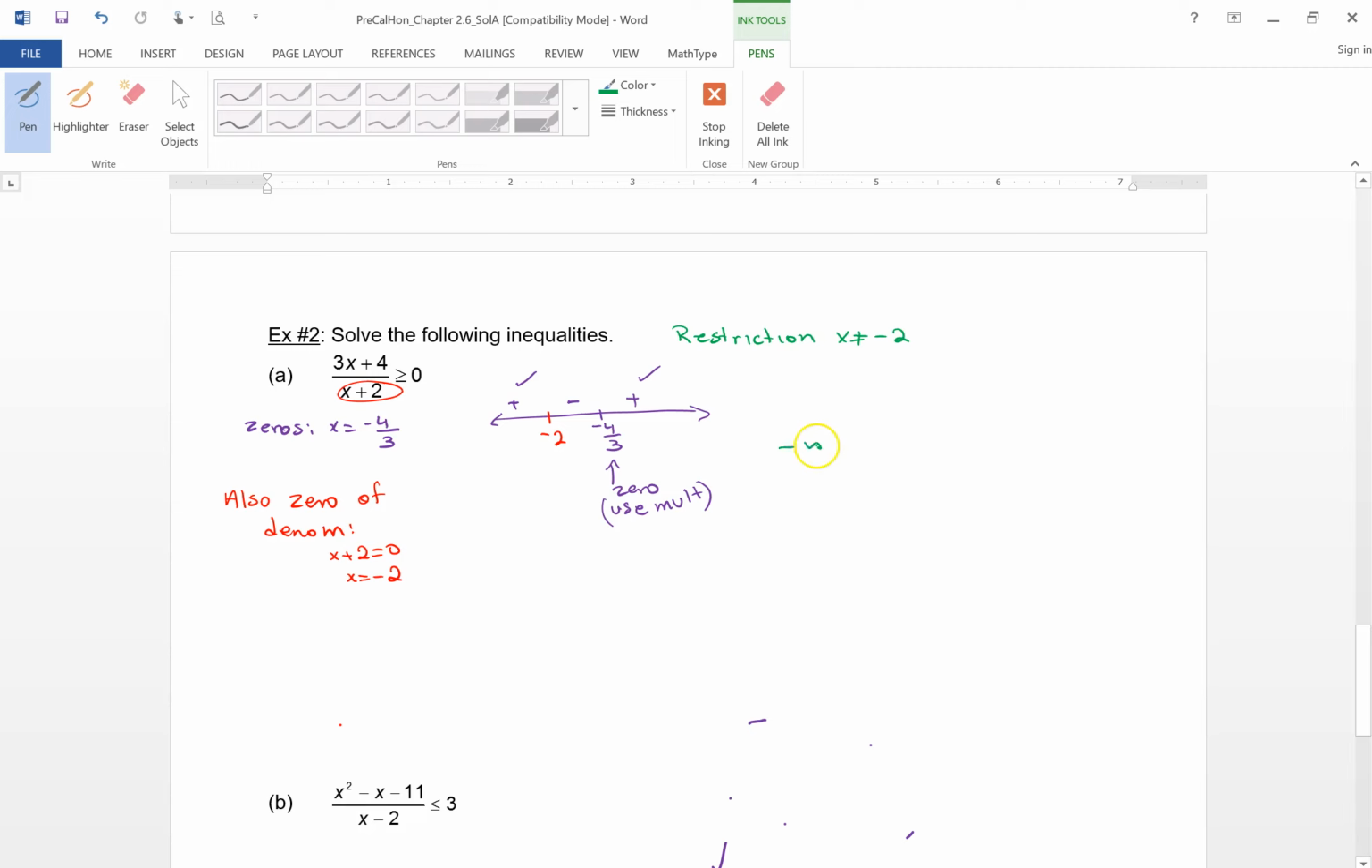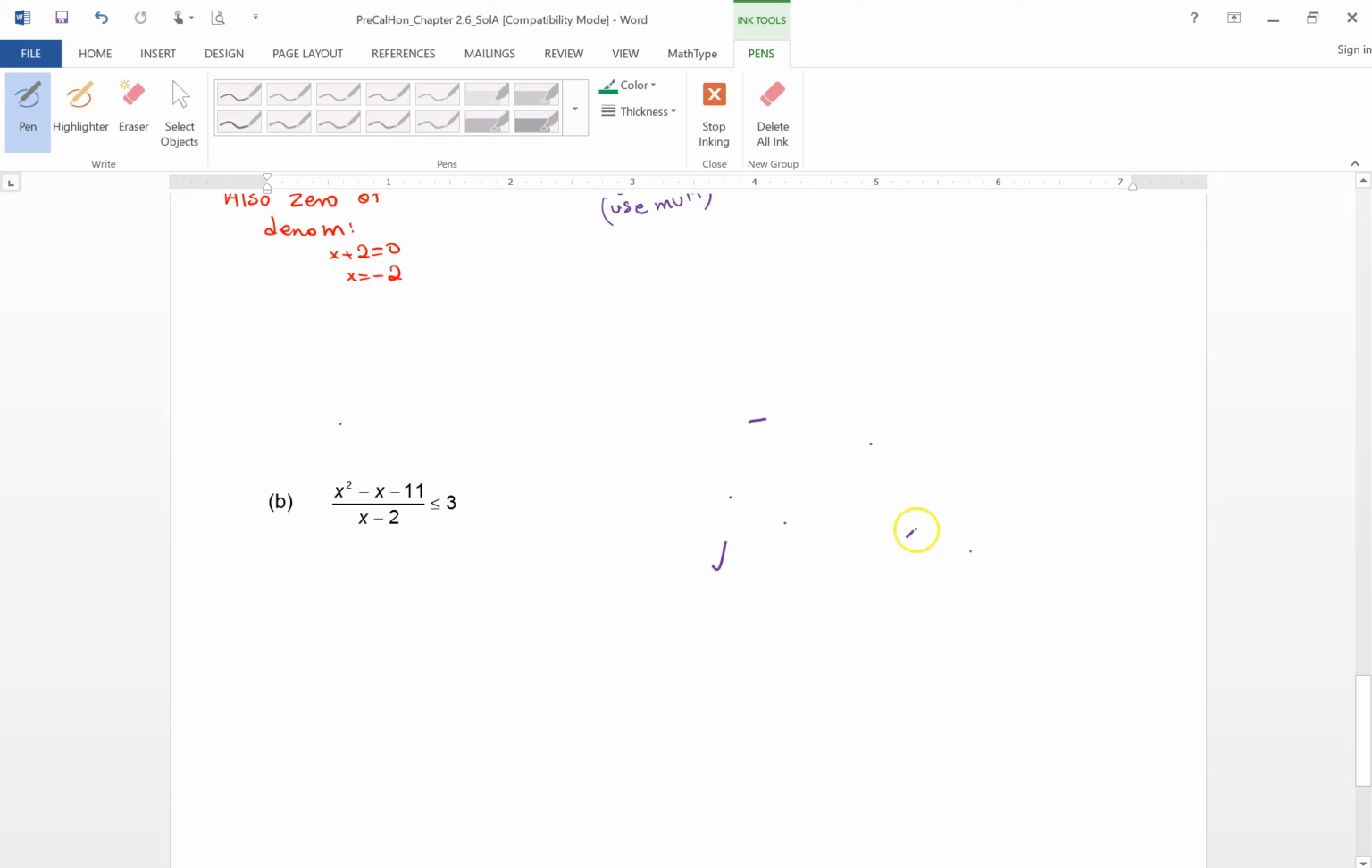Therefore, it's negative infinity to negative 2 with parentheses, union negative 4 over 3 to infinity, and it can be negative 4 over 3. All right? Do you see the little intricacies there? It can be negative 4 over 3 because then the function is 0, which is fine. The numerator is 0 at negative 4 over 3. It cannot be negative 2 because at negative 2, the denominator is 0, which it cannot be. Okay?